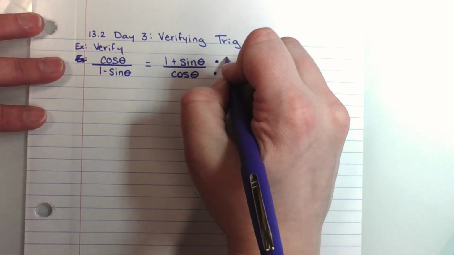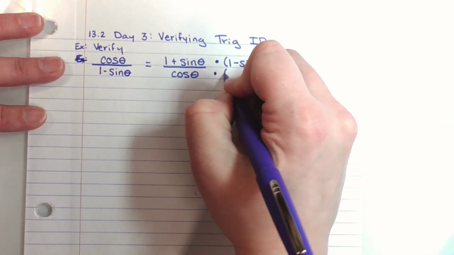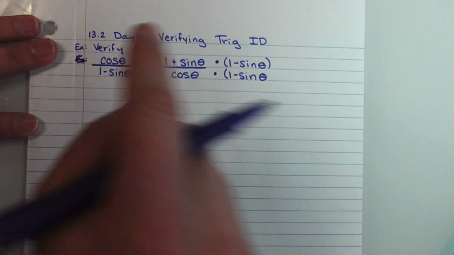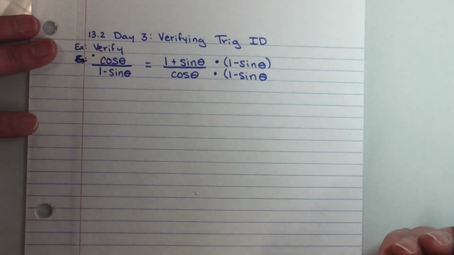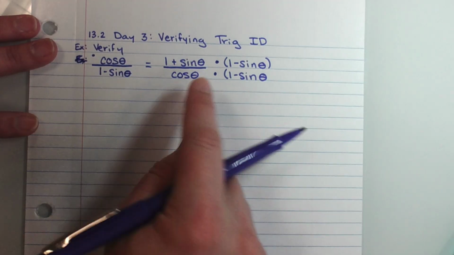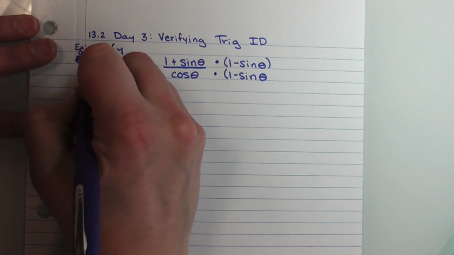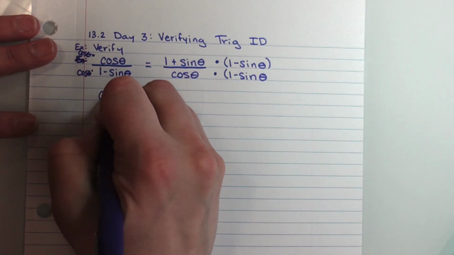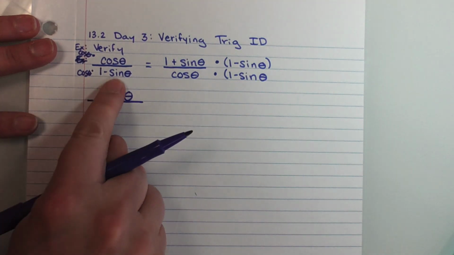I'm going to multiply both top and bottom of this one by 1 minus sine. I'm going to make the top and bottom of the other one, I'm going to introduce cosine. Cosine times cosine is cosine squared. Cosine times 1 minus sine.